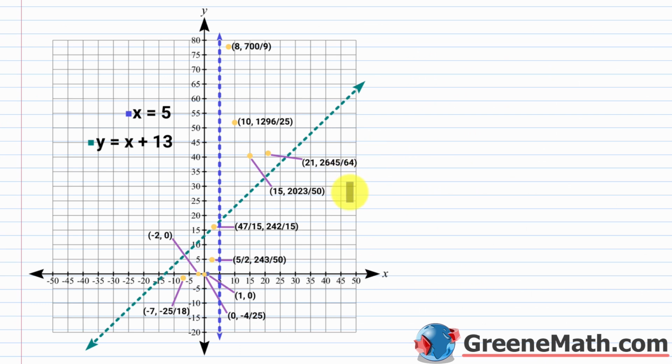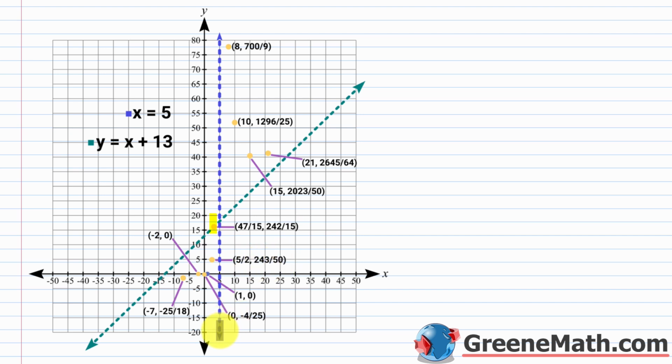So everything's going to be in fraction form. Again, you could just use a calculator to put in decimal form or look at the Desmos link. It's already got that calculated for you. So this is 8, 700 over 9. This is 10, 1296 over 25. This is 21, 2645 over 64. This is 15, 2023 over 50. This is your 47 over 15, 242 over 15. Again, that's your point of intersection. This is your 5 halves, 243 over 50.